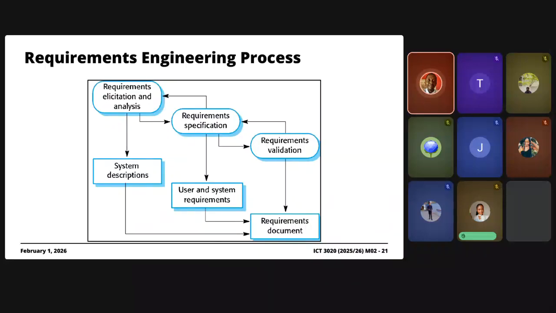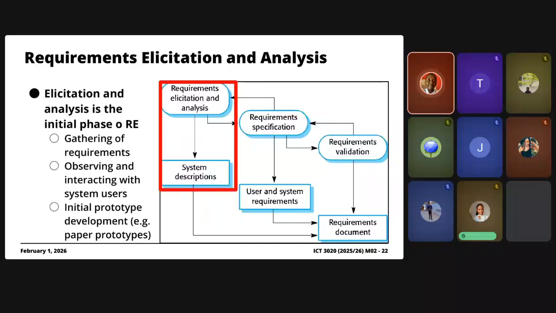So with elicitation, as the name suggests, to elicit is to gather, to get or to collect. You are collecting, gathering, or eliciting the requirements. The gathering of requirements can be done using different techniques. Again, there's a dedicated lecture where we look at the different techniques and their pros and cons. But you can gather requirements by observing.